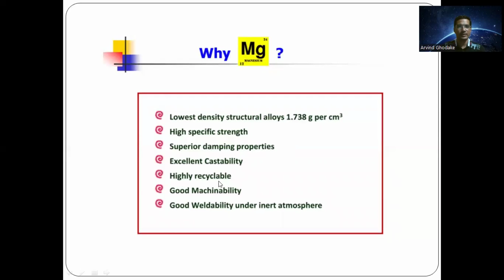Then it is highly recyclable. Then it has good machinability. Then good weldability under inert atmosphere. So these are the important properties of magnesium and its alloys. That's why these are used in various applications.